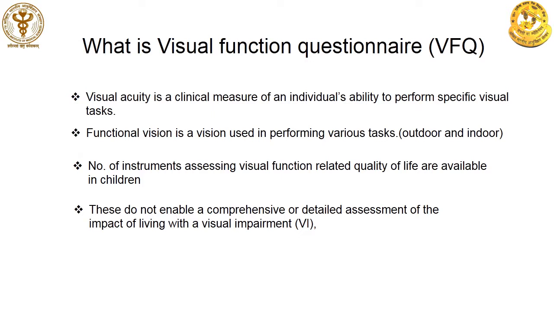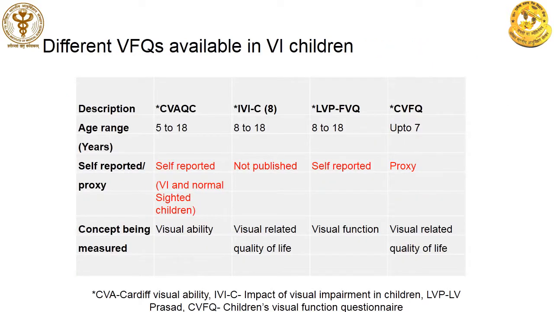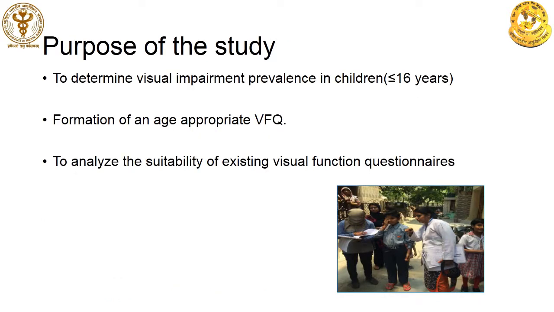There are a number of instruments for assessing visual function related quality of life in children, but these are unable to do a detailed assessment of the impact on the children living with visual impairment. Different VFQs available in visually impaired children are CVAQ, IVIC, LVP VFQ and CVFQ. All of these have been asked from the children who were visually impaired or normal to determine the visual related quality of life, except for CVFQ, in which the parents were asked visual quality of life.